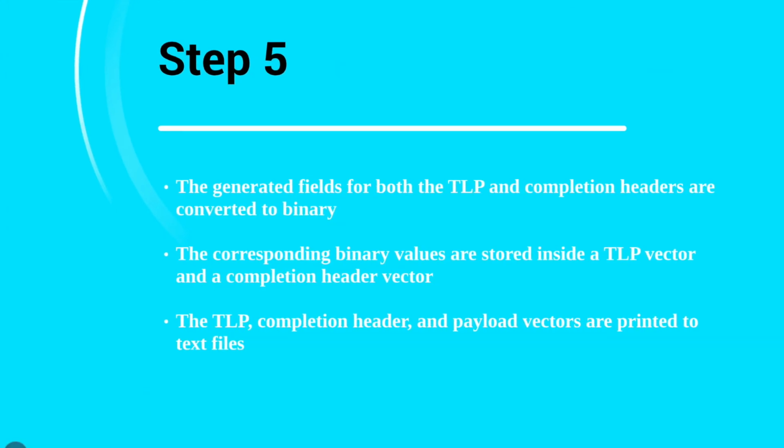The final step is to generate the binary values of all the fields for the TLP and completion headers. These corresponding binary values are then stored inside two separate vectors, one for the TLP and one for the completion header. The TLP, completion header, and payload vectors are all printed to text files.